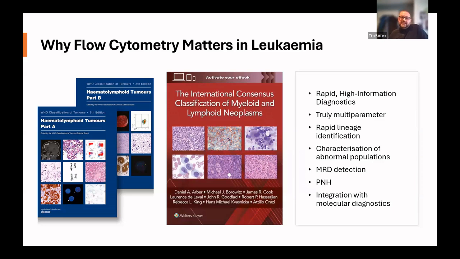I think this is particularly critical in acute settings, where rapid lineage identification will directly influence urgent treatment decisions. So beyond the initial diagnosis, flow cytometry also plays a role in the characterization of abnormal populations. It helps us identify aberrant expressions at diagnosis. It helps us to identify what we call leukemic-associated aberrant immunophenotypes, or LAIPs, particularly in the MRD setting.